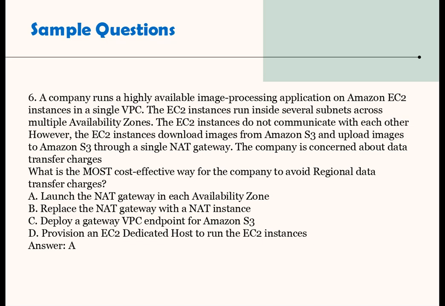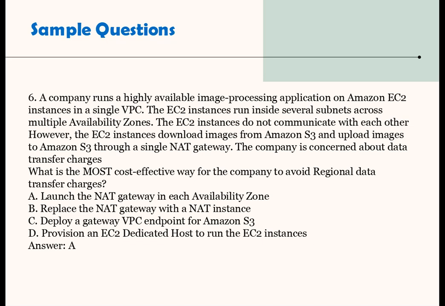6. A company runs a highly available image processing application on Amazon EC2 instances in a single VPC. The EC2 instances run inside several subnets across multiple availability zones. The EC2 instances do not communicate with each other, however. The EC2 instances download images from Amazon S3 and upload images to Amazon S3 through a single NAT gateway. The company is concerned about data transfer charges. What is the most cost-effective way for the company to avoid regional data transfer charges?